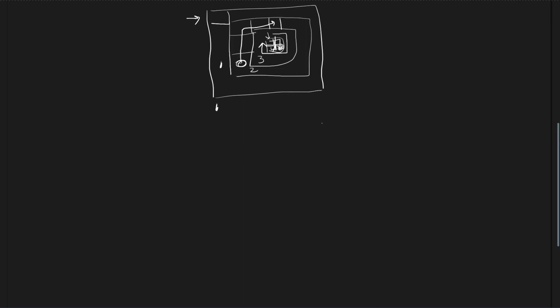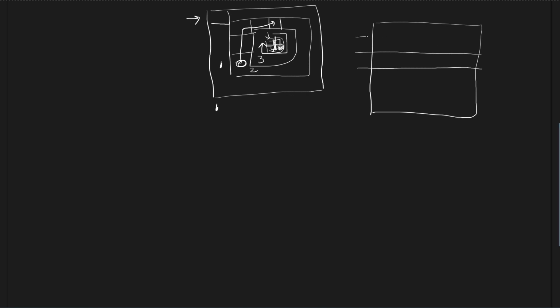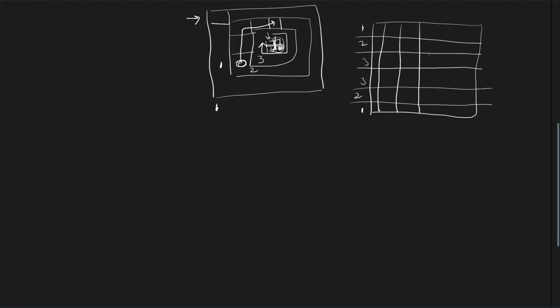Now interestingly enough, the question says that the value of n is always even, right? So we can divide the whole grid into two halves, right? So the outermost is level 1, the outermost is again level 1, then level 2, level 2, level 3, level 3. Similarly, if I do this for the columns, this will be the same: 1, 2, 3, 3, 2, 1.